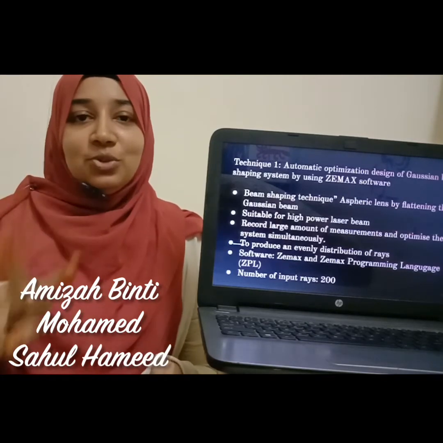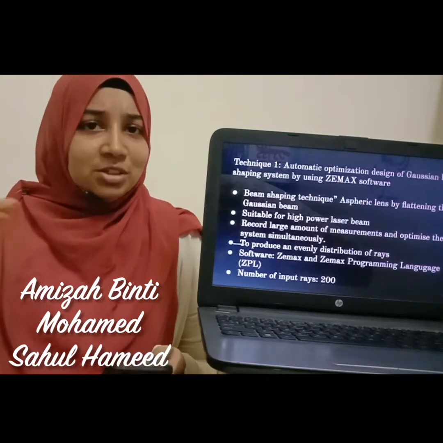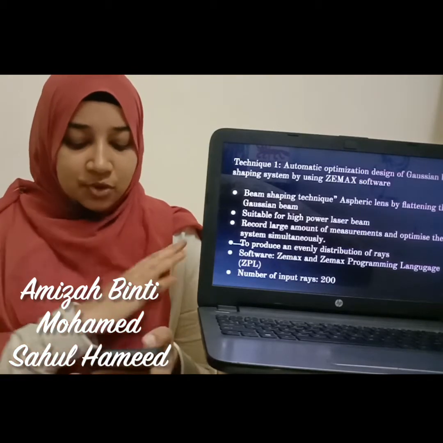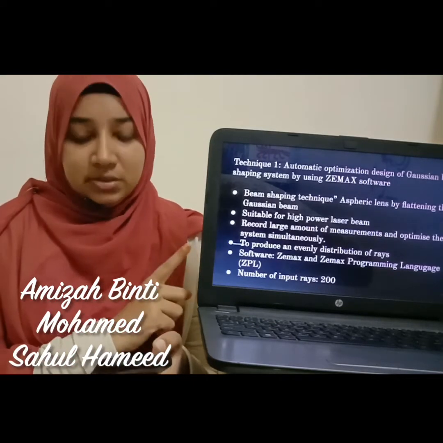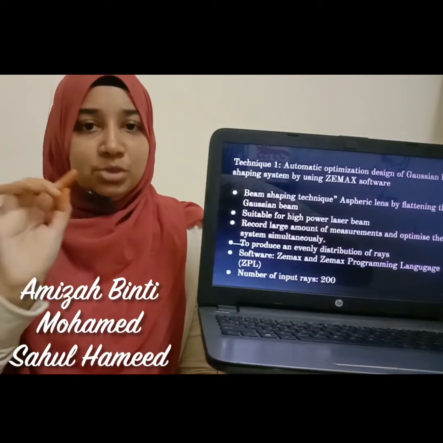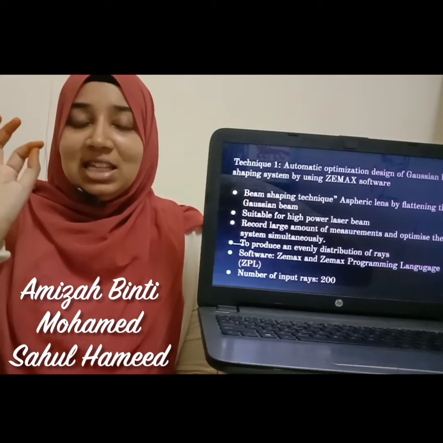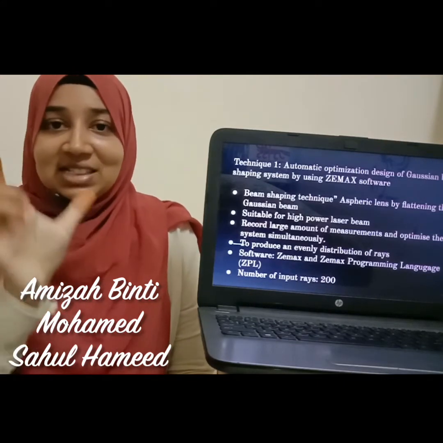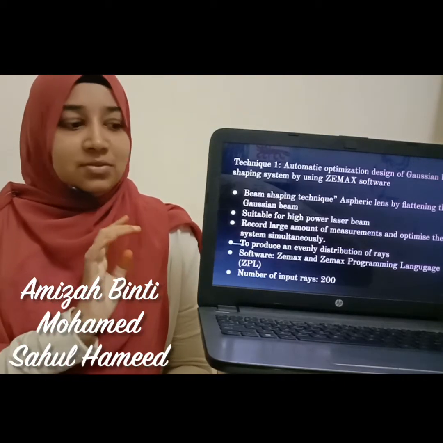It can do two tasks at once, so you can get the result faster instead of doing the traditional method, which is one by one and consumes a lot of time. The software used here is Zemax and also Zemax Programming Language, and the number of input rays used in this research is 200 input samples. It is proven that at the beginning the input samples are unevenly distributed, and at the output the rays are evenly distributed. Due to this, the rays are calculated and measured in a short time, and you can optimize it. So this is a proven method.